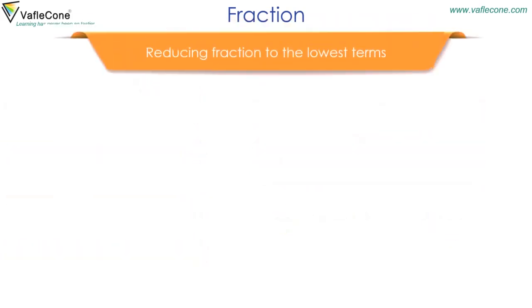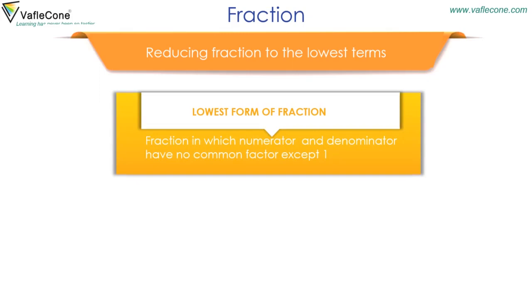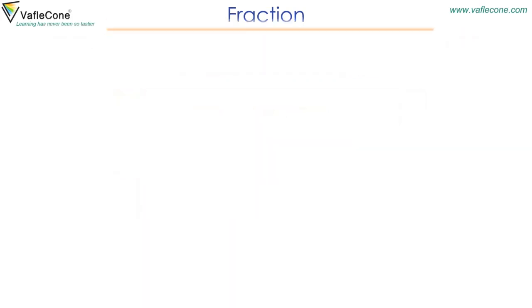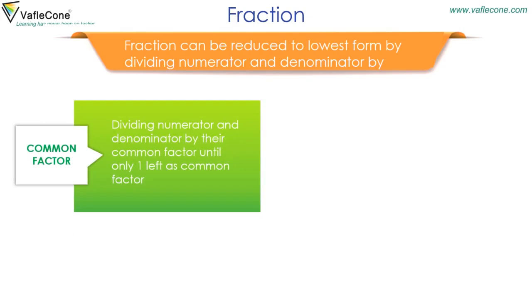Reducing fraction to the lowest terms. Lowest form of fraction: a fraction in which numerator and denominator have no common factor except 1. For example, half is the fraction in the lowest form. A fraction can be reduced to lowest form by dividing numerator and denominator by a common factor, dividing by their common factor until only 1 is left as the common factor.